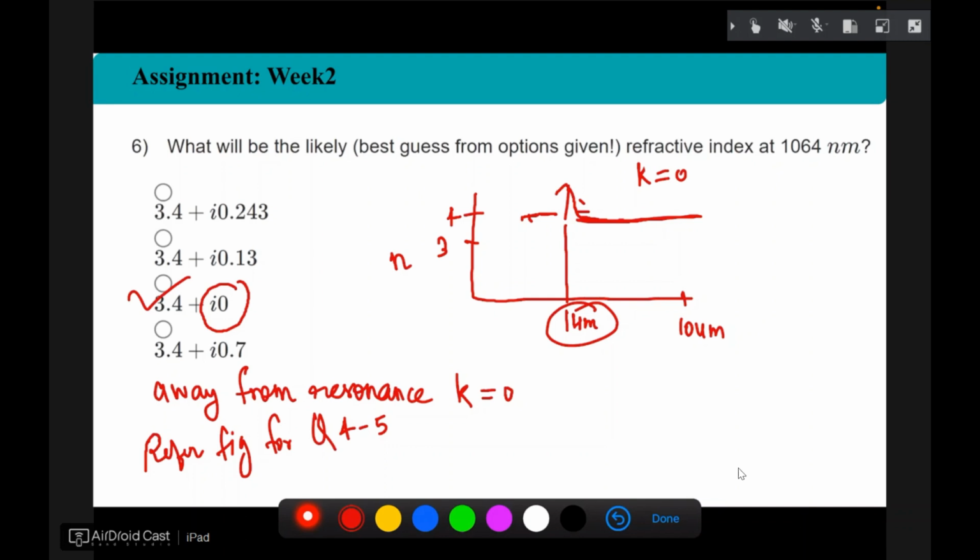If it is asked around the resonant frequency, then we could consider the minimal k value, that is 0.13. But since there is no reference figure for the resonance, we are considering the figure for questions 4 to 5, and we are considering the refractive index of gallium arsenide. So we can say that, okay, in that case, the resonant frequency is not at 1064 nanometers. So the answer is C.